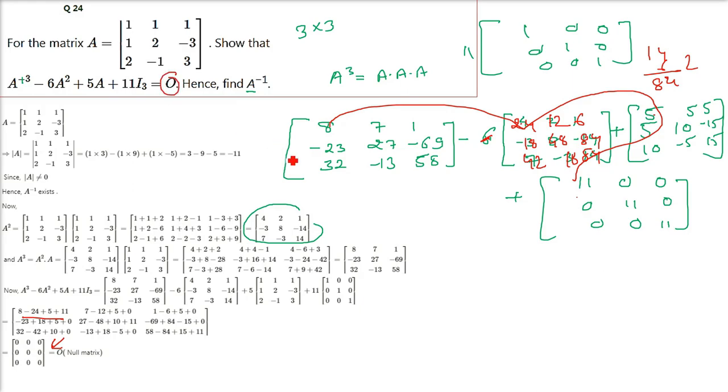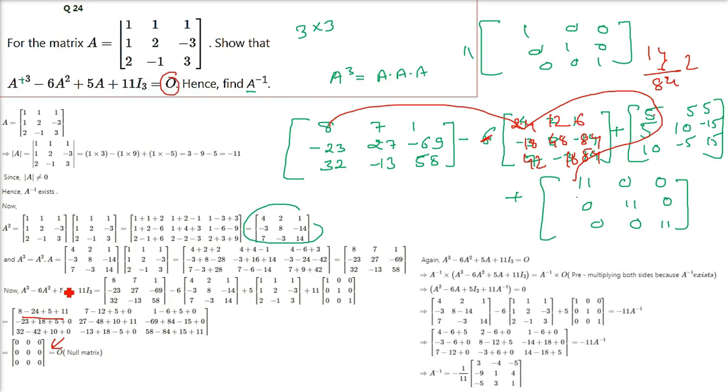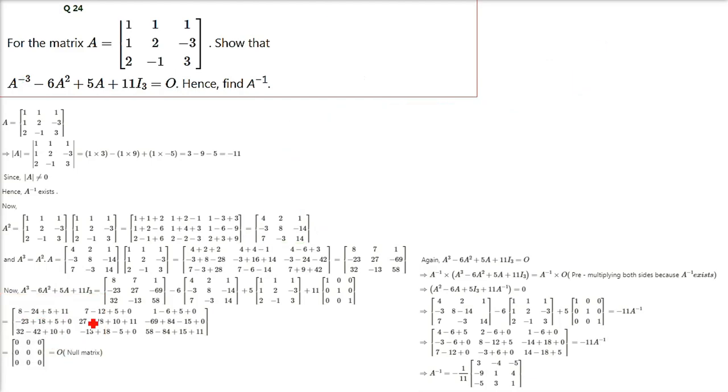You will get a null matrix. You have just shown that it is 0. But in order to find A inverse, you'll use this equation, that is you have A cube minus 6A square plus 5A plus 11 into I3, and this is equal to the null matrix 0.